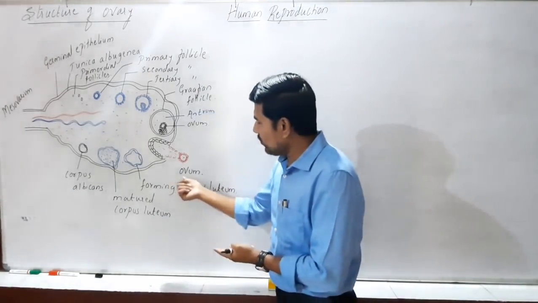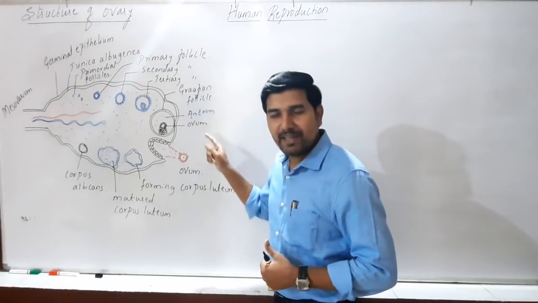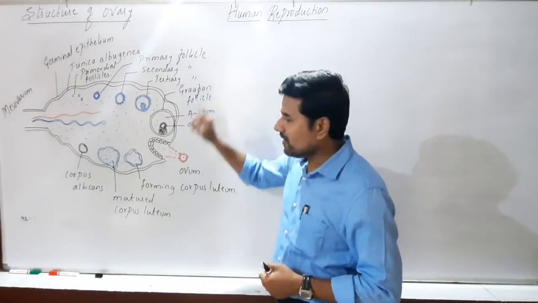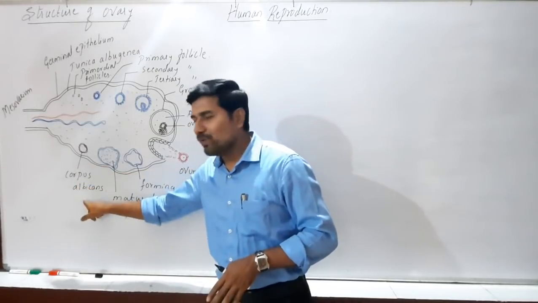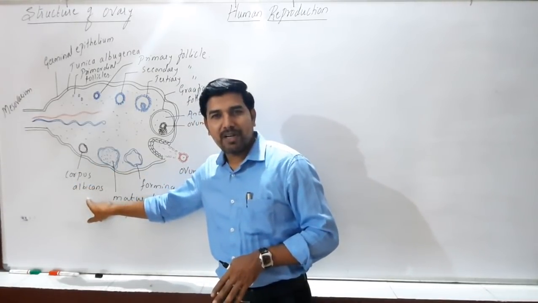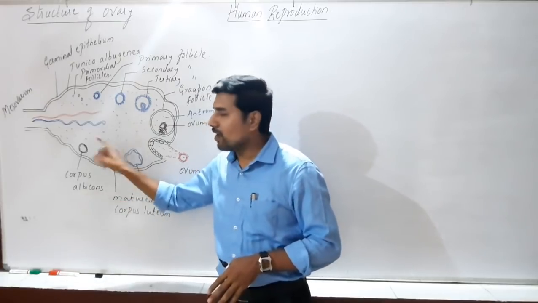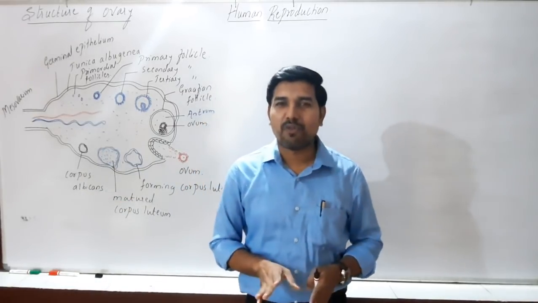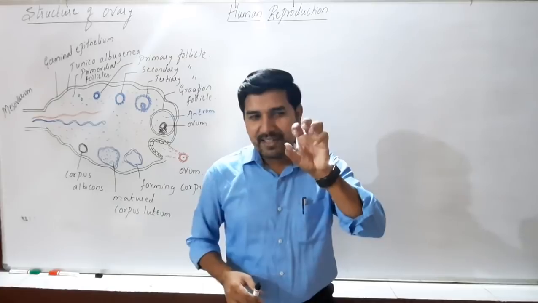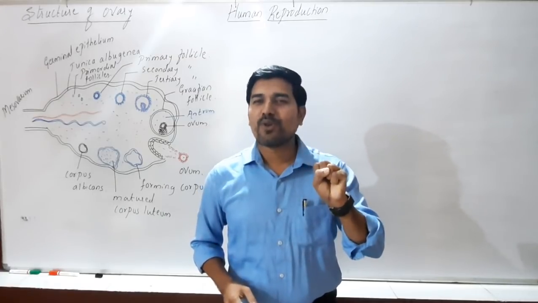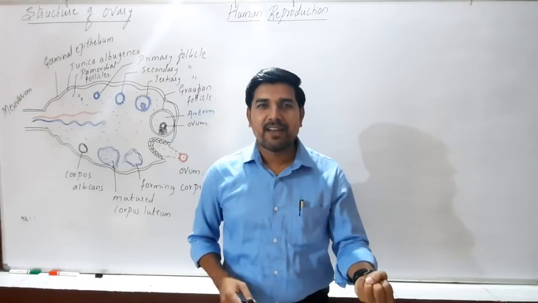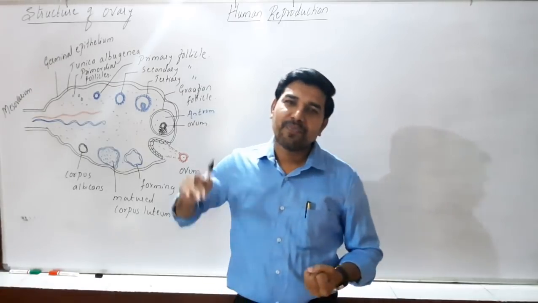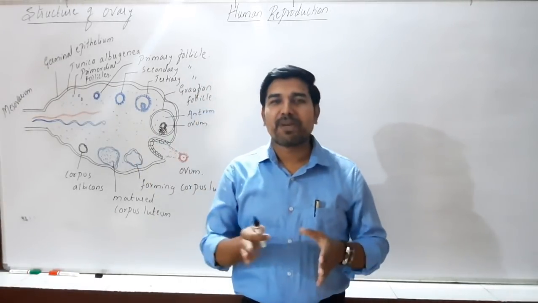What will happen if the ovum is not fertilized? Suppose the ovum is not fertilized, this corpus luteum gets degenerated and converts into a structure called corpus albicans. Corpus albicans is a degenerative form of corpus luteum. When it gets degenerated, progesterone hormone is not secreted. Due to this lack of progesterone hormone, it starts the next menstrual cycle.